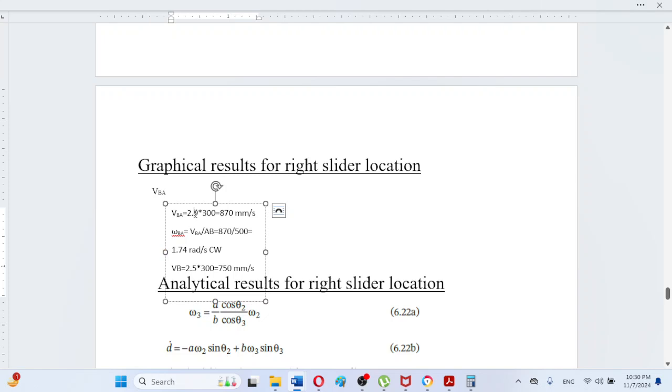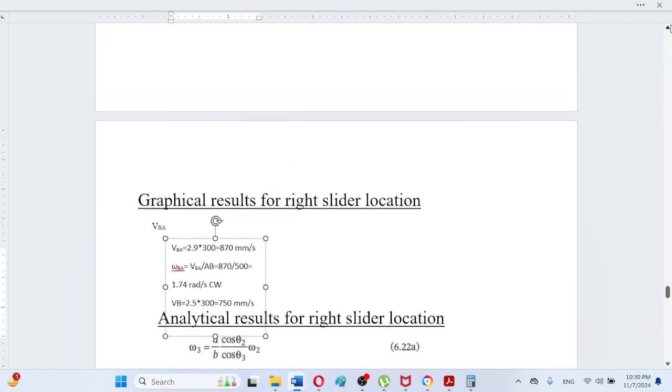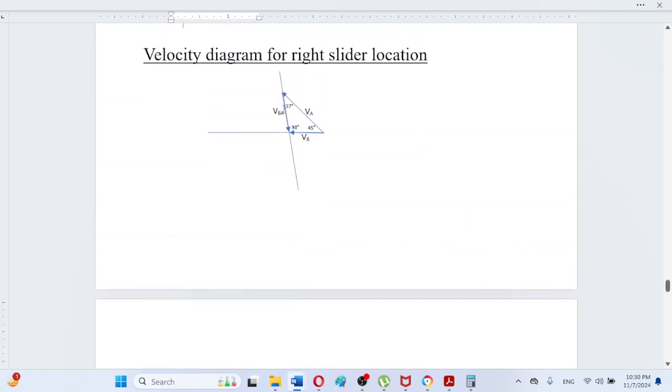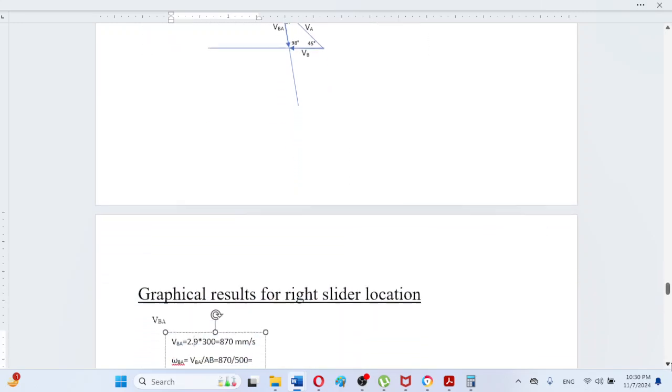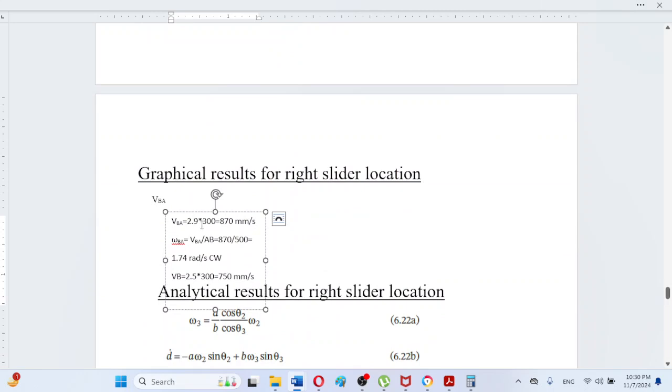VBA according to scale is 2.9. Here VBA, this vector according to scale is 2.9 approximately. Remember, 1 or 2 graduation mark can be possible, so that is nearly equal to 870 millimeter graphically, and omega A is obtained by dividing VB relative to A divided by the length AB, which is equal to 500 millimeter. So this comes out to be 1.47 radian per second clockwise.